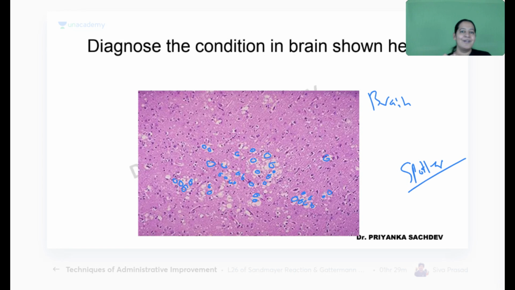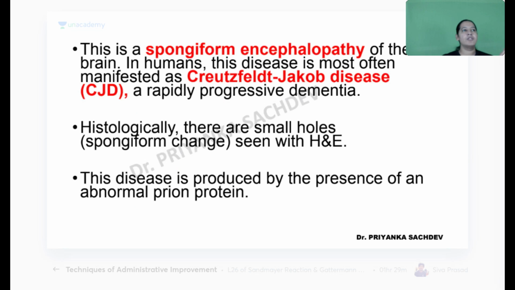Now tell me. I have given the clues also. Yes, the brain is looking like a sponge. So it is spongiform encephalopathy, also known as CJD.